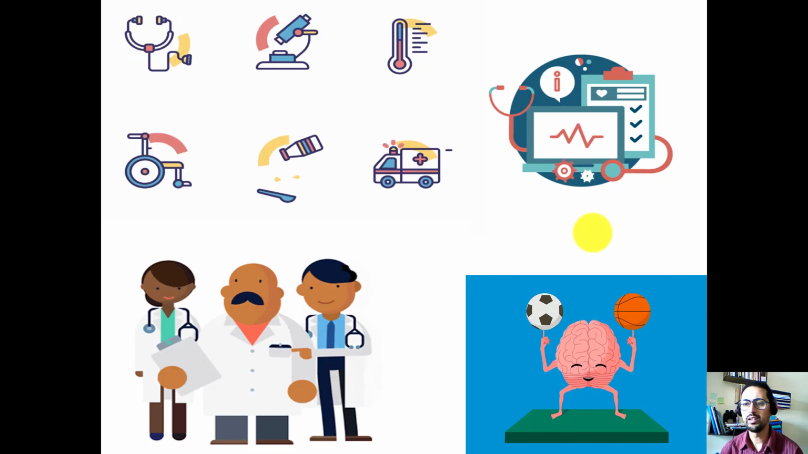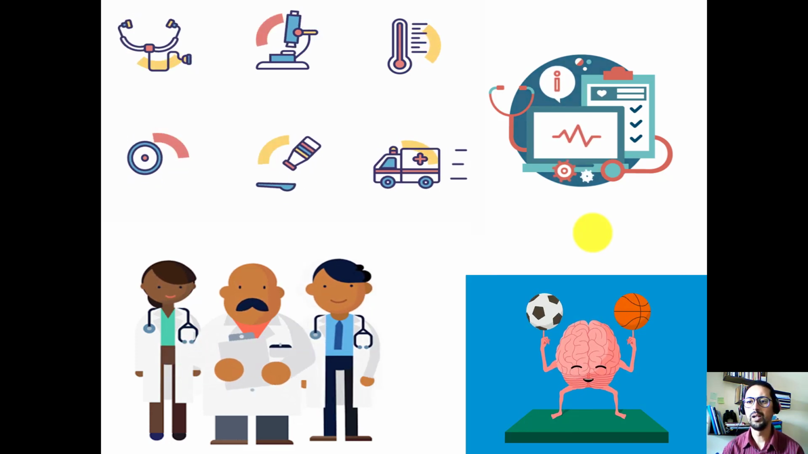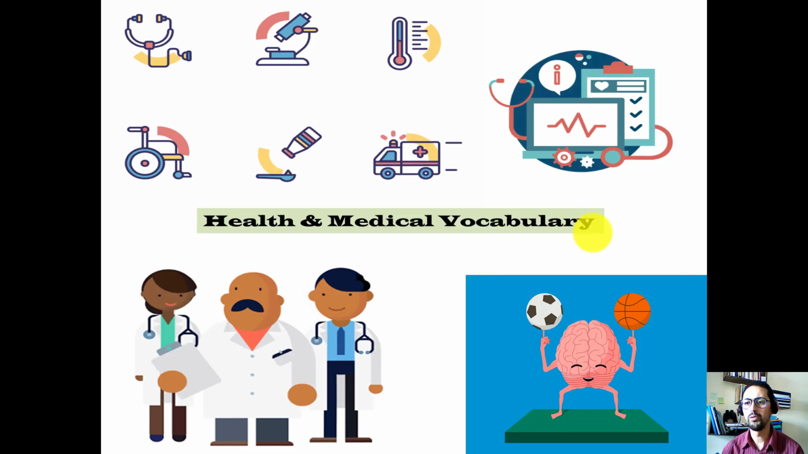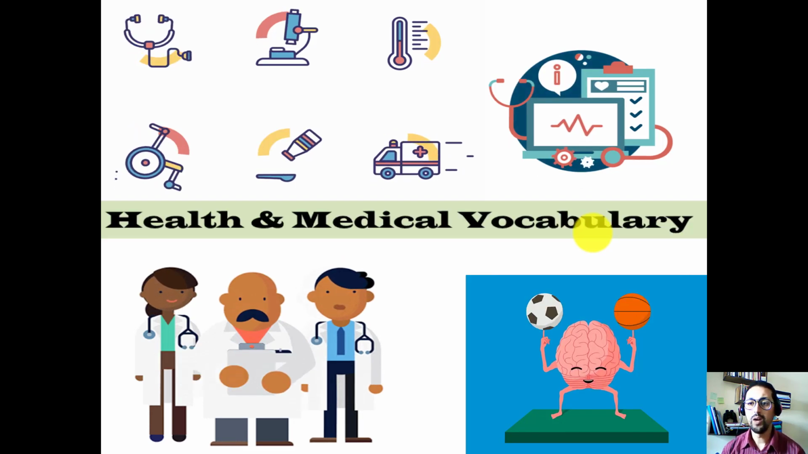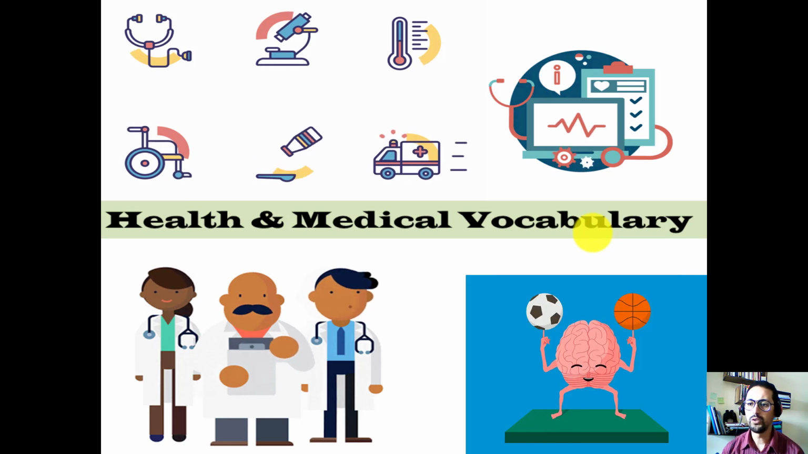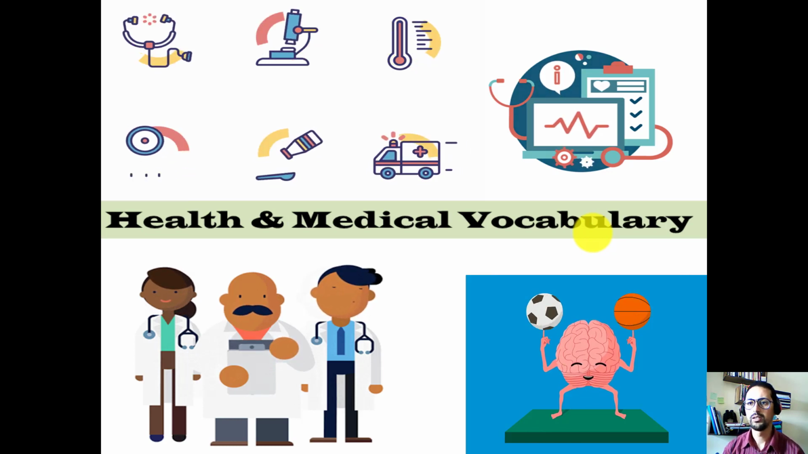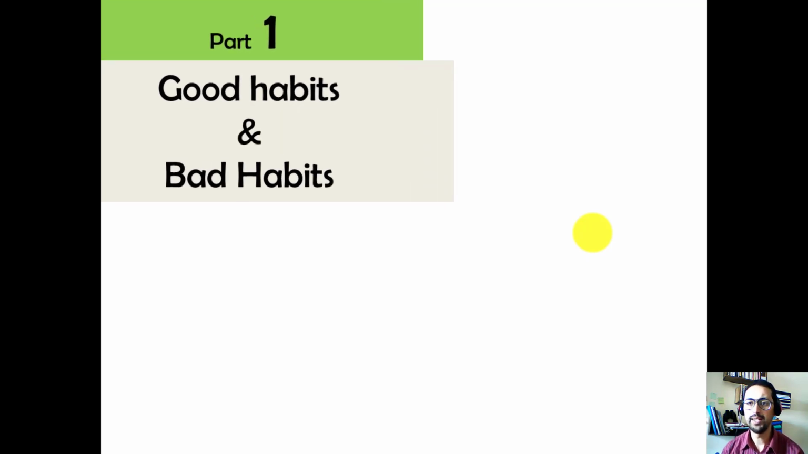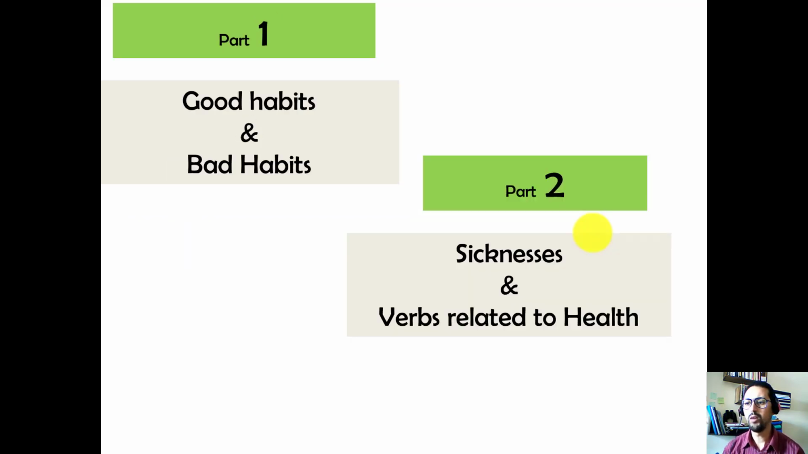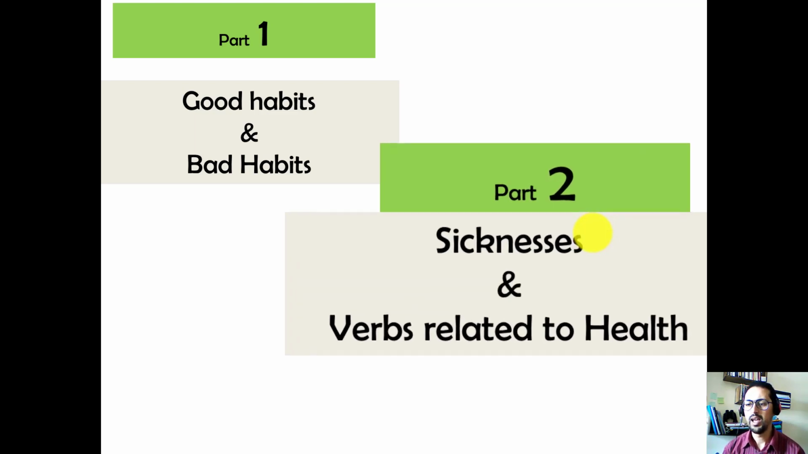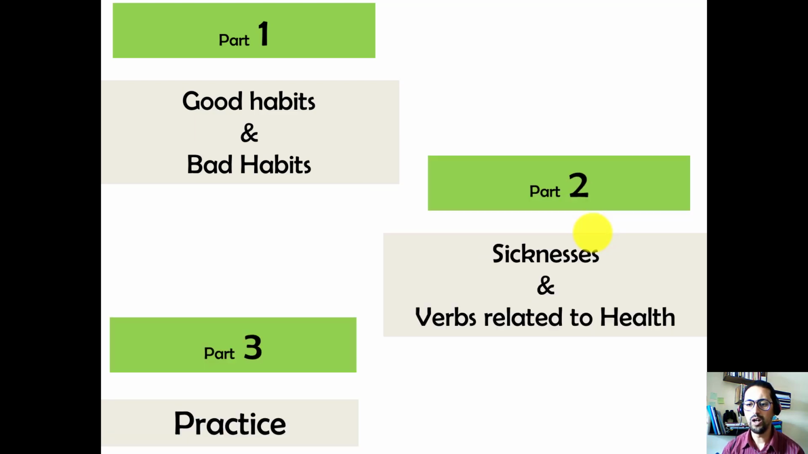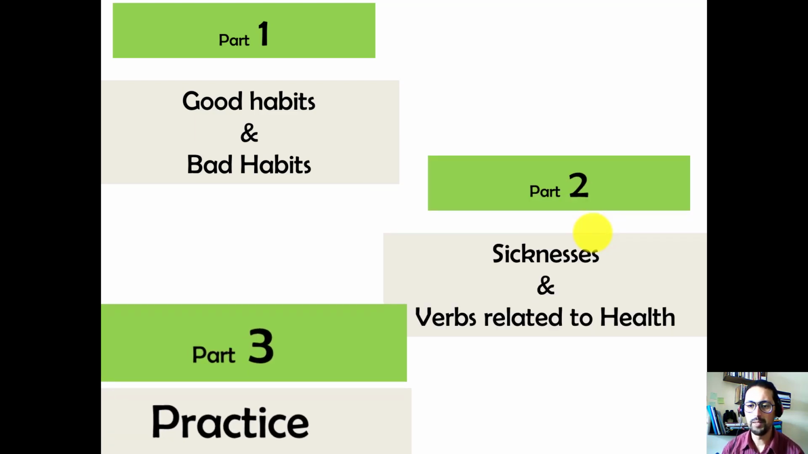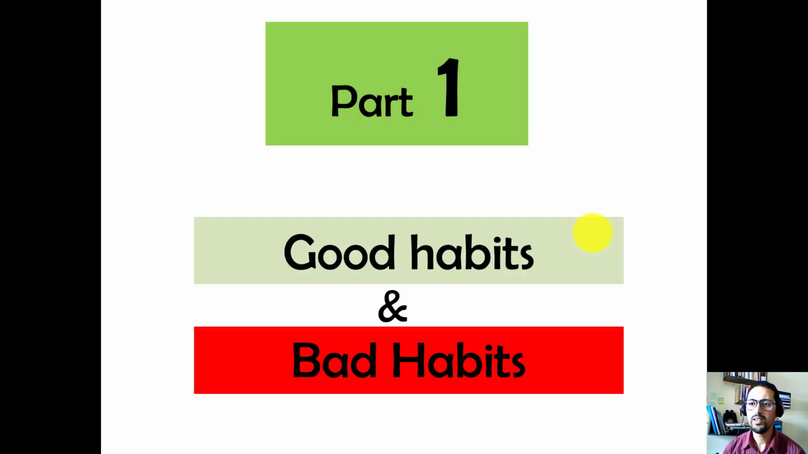As you see here, it is going to be about health and medical vocabulary. And in this lesson, we are going to focus on three parts. Part number one, we are going to deal with good habits and bad habits. In the second part, we are going to see some sicknesses and some verbs related to health. And finally, we're going to practice some exercises.